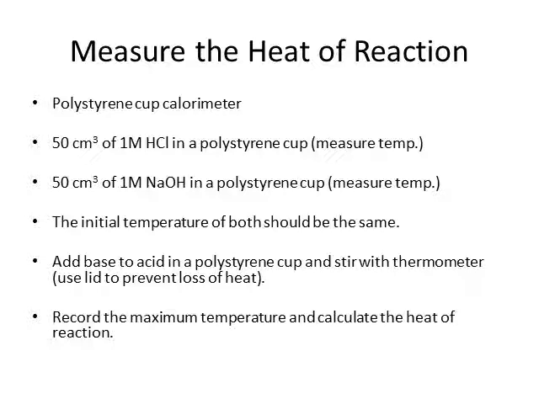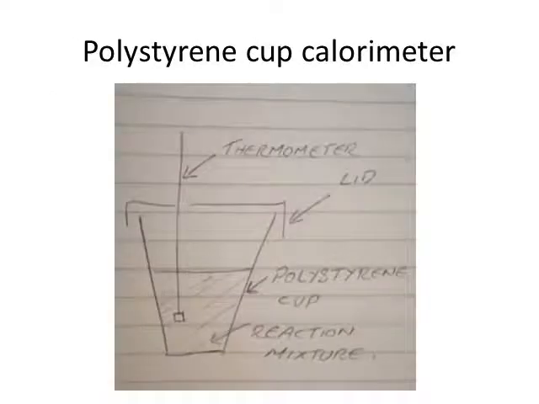The initial temperature of both your acid and your base should be the same. Ideally, they'll both be room temperature. Then you will add the base to the acid in the polystyrene cup, and you will stir with the thermometer. Typically, a lid would also be placed on top of this solution to prevent the loss of heat. The maximum temperature is then recorded, and the heat of reaction is then calculated.